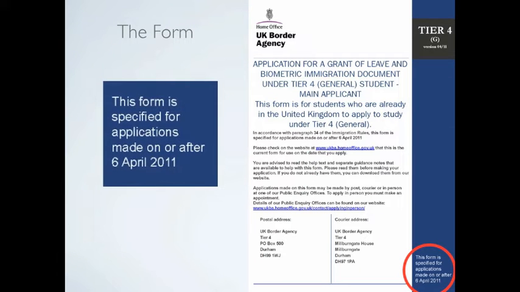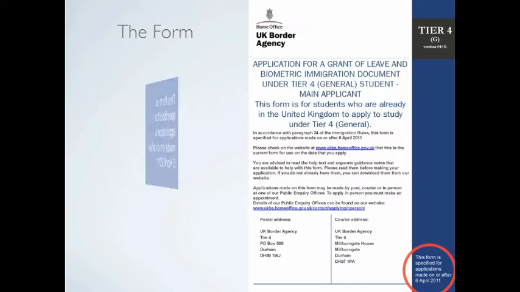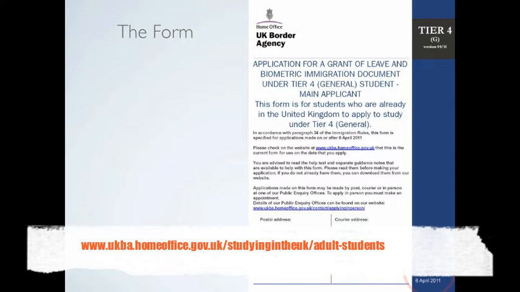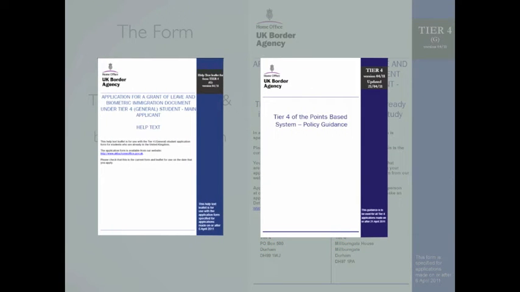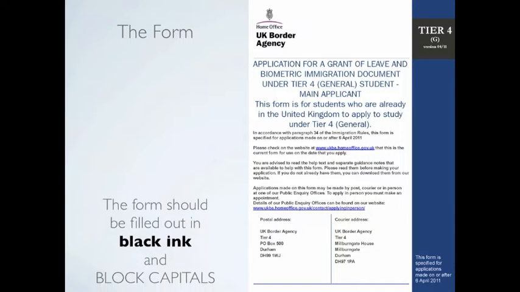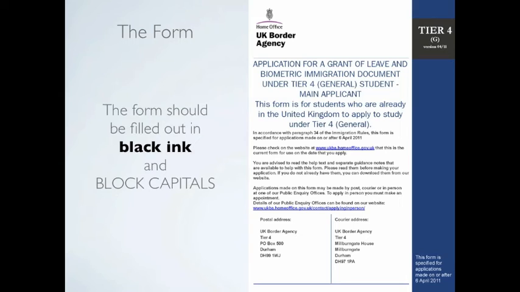First, please make sure to use the current version of the application form. You can download the form from the UK Borders Agency website at www.ukba.homeoffice.gov.uk/studyingintheUK/adult-students. You can also download the Tier 4 policy guidance and help text from the same page. Make sure to complete the form using black ink and block capitals.